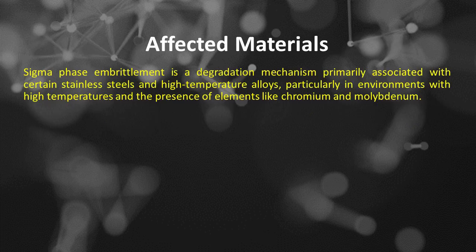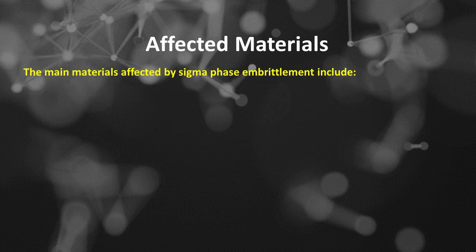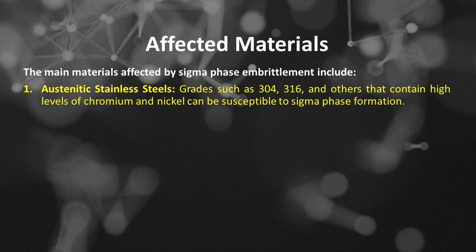Affected materials. Sigma phase embrittlement is a degradation mechanism primarily associated with certain stainless steels and high-temperature alloys, particularly in environments with high temperatures and the presence of elements like chromium and molybdenum. The main materials affected by sigma phase embrittlement include: Number 1 is austenitic stainless steels, grades such as 304, 316, and others that contain high levels of chromium and nickel can be susceptible to sigma phase formation.